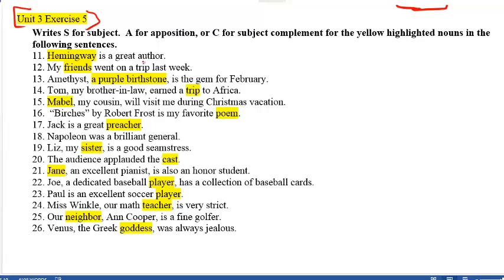If I said "author," is author the subject? Is it apposition? Or is it a subject complement? In this case, it would be a subject complement because "is" is a linking verb. However, all I need you to answer are the ones that are highlighted yellow. So the answer to number 11 would be subject.